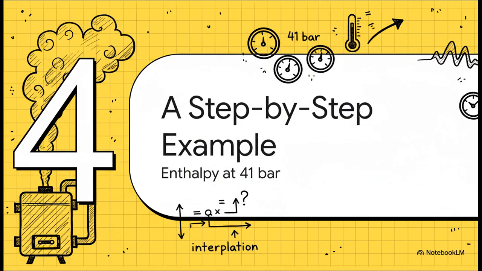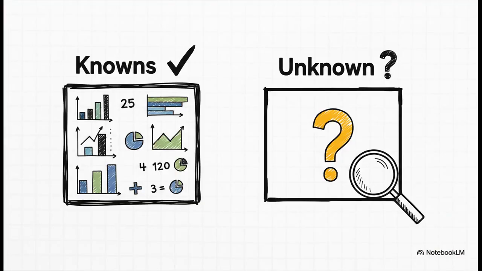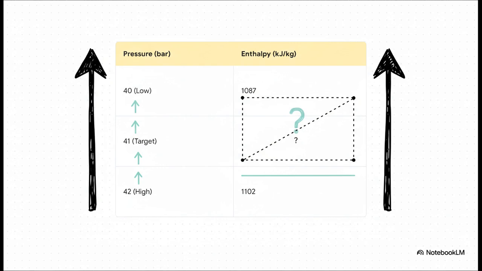Okay, enough theory. Theory's great, but let's get our hands dirty and actually put this thing into practice. We're going to take that formula and use it to solve our steam table problem and finally find that missing enthalpy value at 41 bar. Let's do it. All right, step one. And listen, this is absolutely the most important first step. Before you even think about plugging numbers into a formula, you've got to get organized. We need to clearly write down the data we have, our knowns, and then pinpoint exactly what it is we're looking for, our unknown.